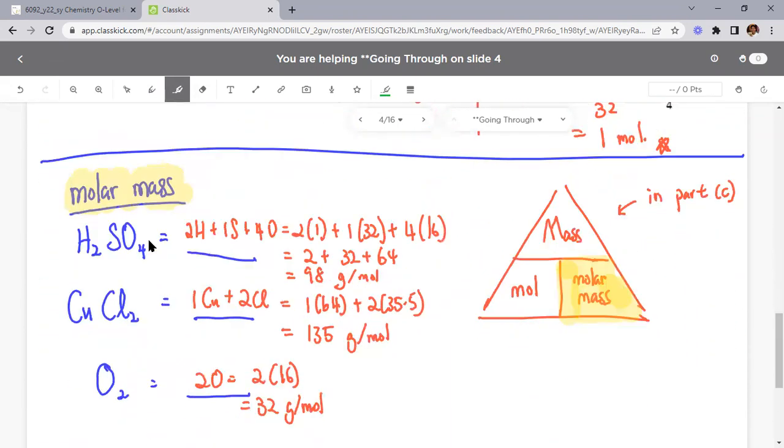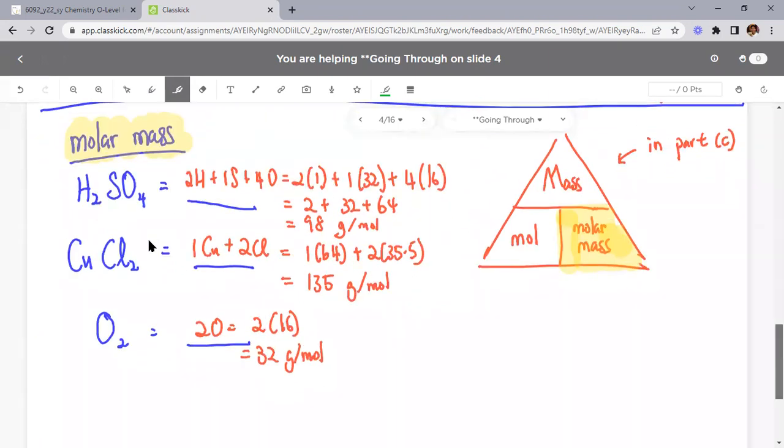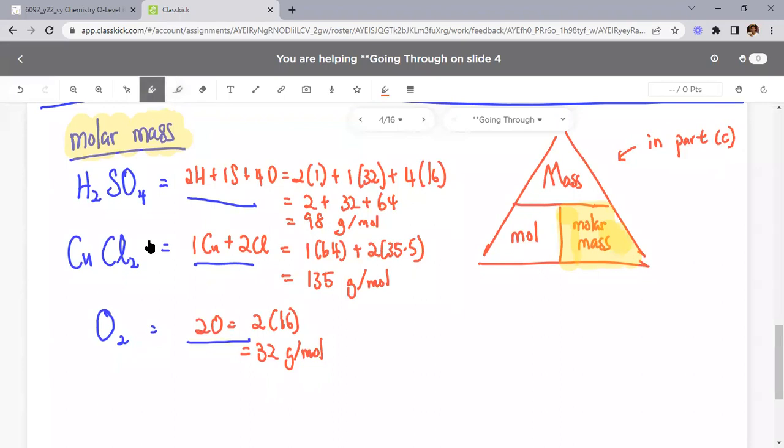For those of you who see the triangle but don't know how to use it, how exactly do you interconvert? I'm going to show you another diagram to help you a little. I want to go from mole to mass. Mole to mass is multiplied by molar mass.